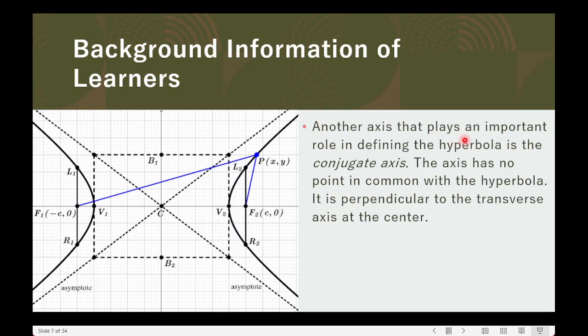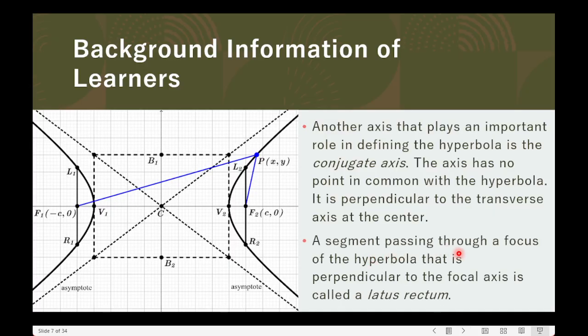Another axis that plays an important role in defining the hyperbola is the conjugate axis. The axis has no point in common with the hyperbola. It is perpendicular to the transverse axis at the center. So this is the conjugate axis. A segment passing through a focus of the hyperbola that is perpendicular to the focal axis is called the latus rectum. From the figure, this is the latus rectum, the one that passes through one of the foci. So we have two latus rectums for this graph.